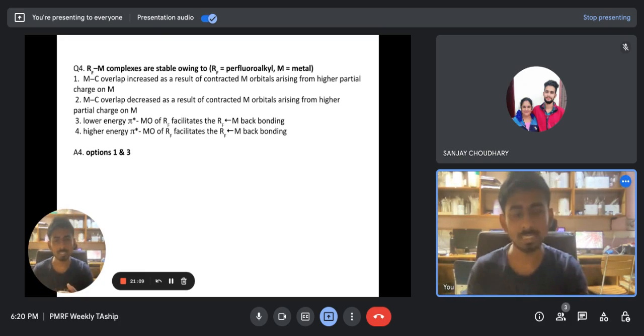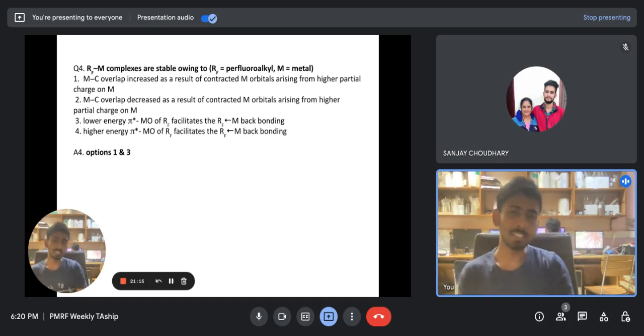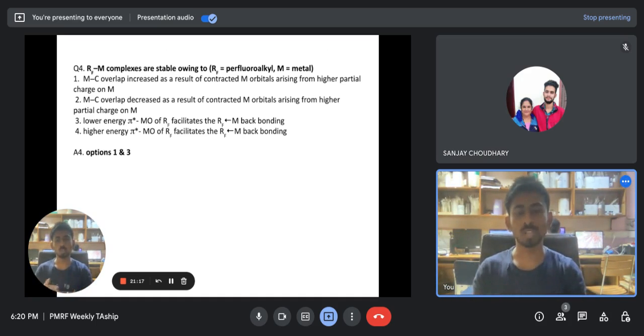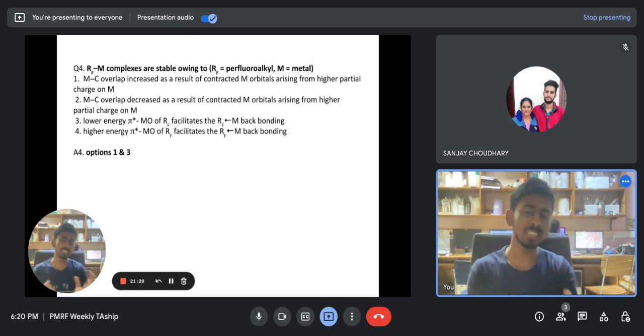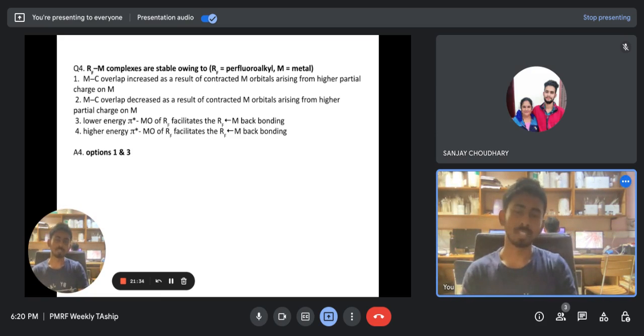That's why it is easy for the metal to throw the extra electron density to the RF in a quite facile manner. That's why the back bonding also gets enhanced, because the direct bonding from the ligand to metal is quite high, and the back bonding is also quite high, because these two factors are synergic in nature and they are cooperative also. That's why the RF-M complexes are quite stable.